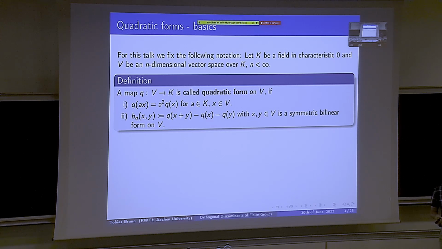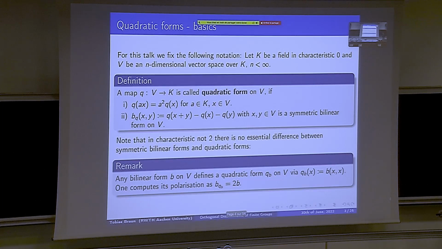In case you're not familiar with quadratic forms, you can think about them as basically symmetric bilinear forms, because as the characteristic is not 2, they are essentially the same. So the theory of symmetric bilinear forms and quadratic forms is the same.